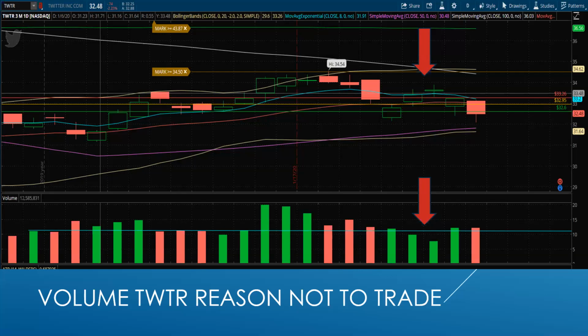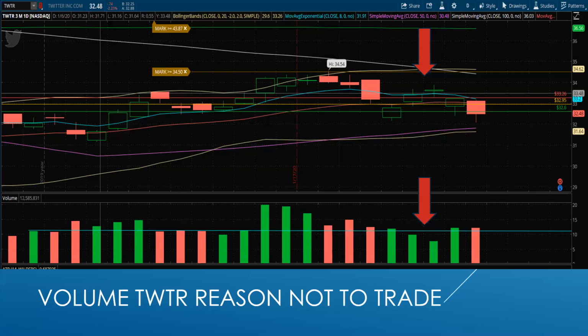There was no reason to play with this name, even though it was giving green candles in a weak market. On days when the market was weak, the volume profile was very low. It really was an indication to me that this was a name, as much as I love trading Twitter, that should not be traded, and I pretty much ignored it with that type of volume. So learning when to take a trade and when not to take a trade based on volume will really just help you out.